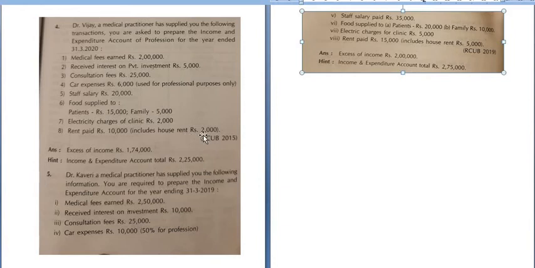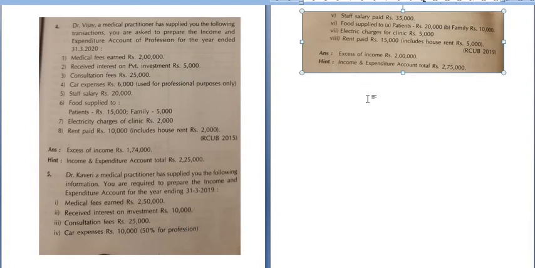Yes. Next, problem number 5, because these are all 5 marks. This is from Rani Channamma University 2015. Dr. Kaveri, a medical practitioner, has supplied you the following information. You are required to prepare the income and expenditure account for the year ended 31st March 2019. Medical fees earned is income. Received interest on investment is again income, because in the previous problem the interest received was on a private investment, but right now in this case there is no such clear condition. So whatever interest they received on their investment relates to the profession. Consultation fees is income. Car expenses 10,000, 50% for profession. It means 50% is personal and the remaining 50% is professional. So 5,000 will be car expenses relating to the profession.